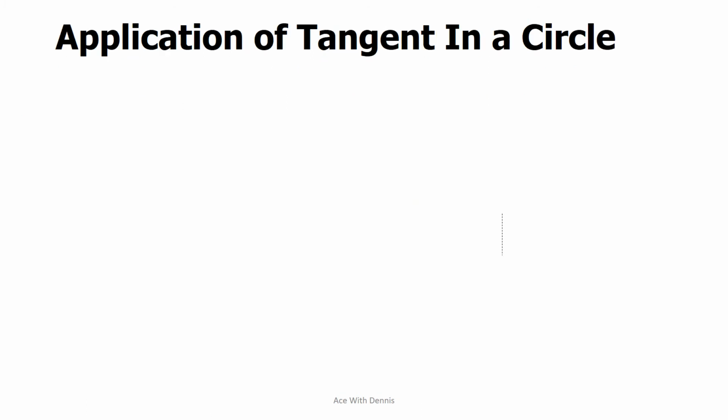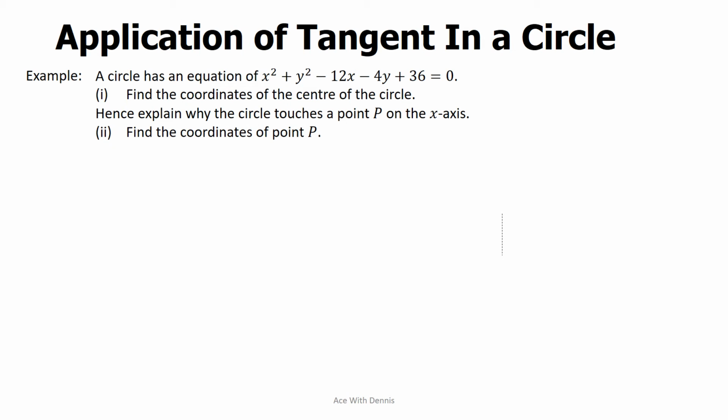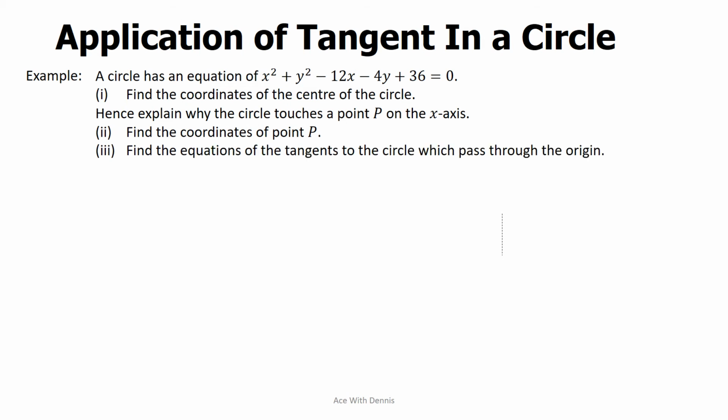Now let's look at this example, which is an application of tangent in a circle. Here is the question. A circle has an equation of x² + y² - 12x - 4y + 36 = 0. 1. Find the coordinates of the center of the circle. Hence, explain why the circle touches a point P on the x-axis. 2. Find the coordinates of point P. 3. Find the equations of the tangents to the circle which pass through the origin.